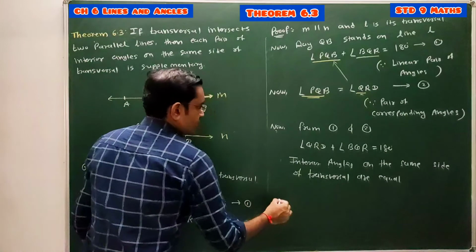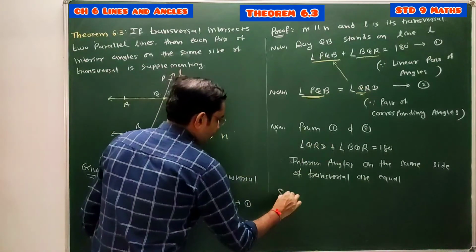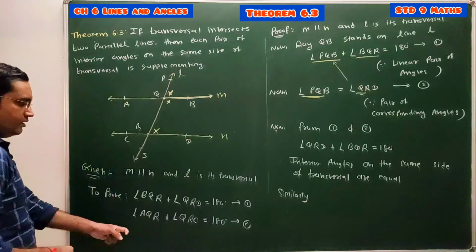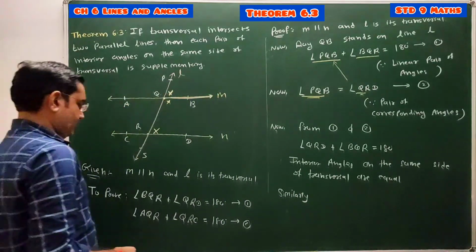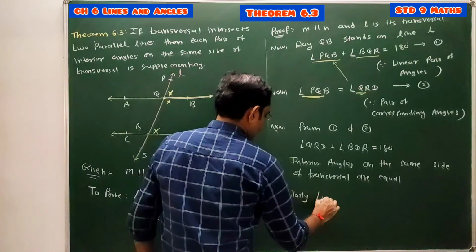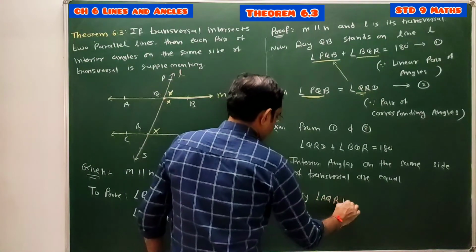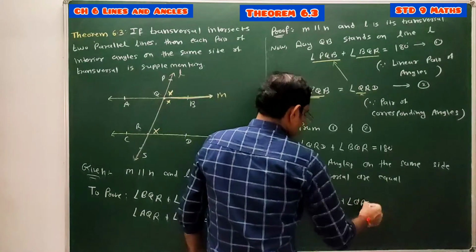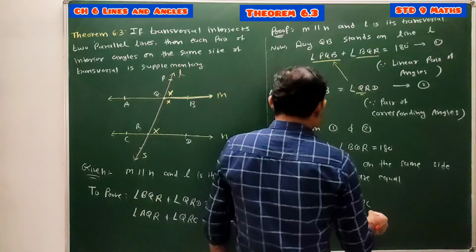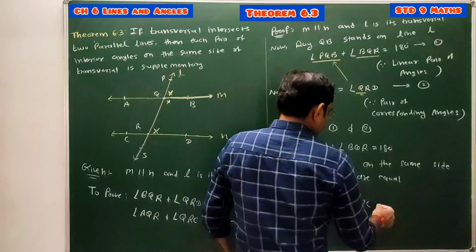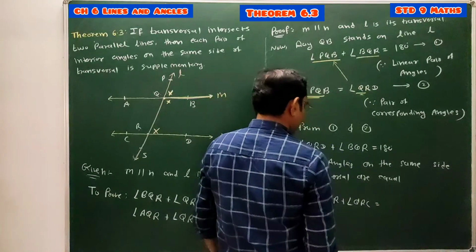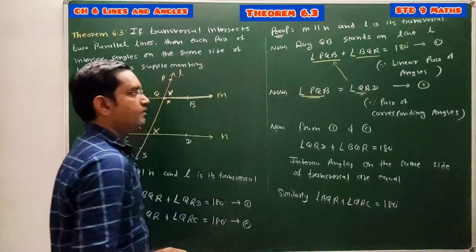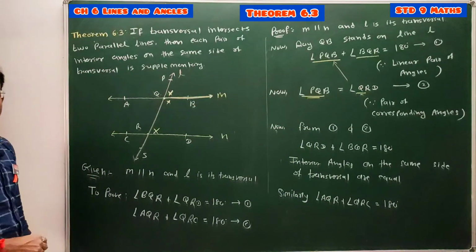Similarly, this is our result 1. Similarly, we can prove this result 2, that is angle AQR and angle QRC are supplementary angles, or we can say the interior angles on the same side of the transversal are supplementary, equal to 180 degrees. Done. So pause the video and note it down.